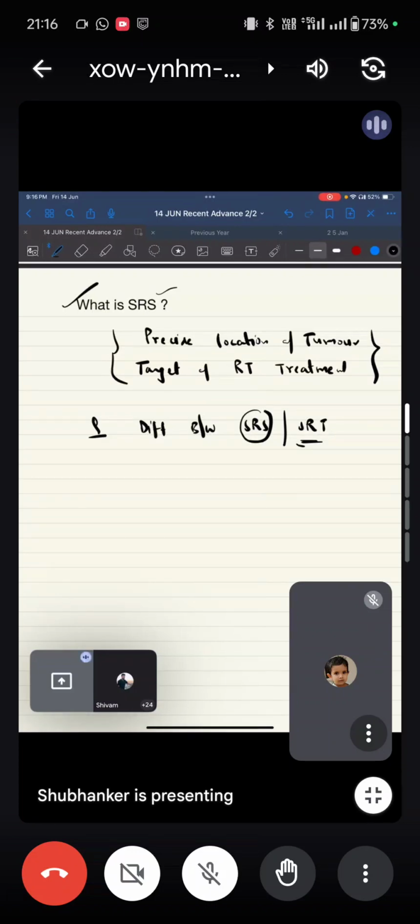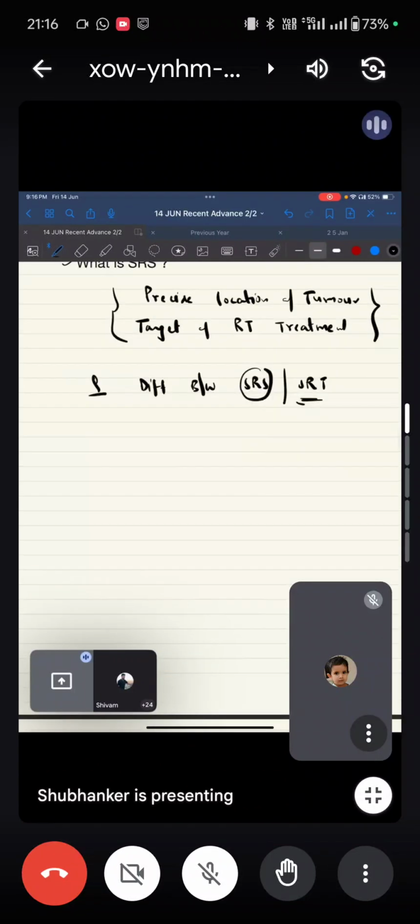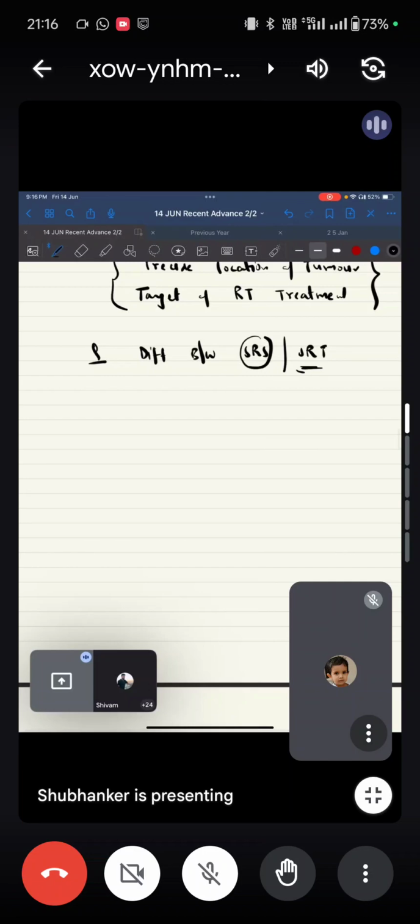So please, this is a potential question. Now in the SRS part, there are two names given in your Scott Brown that are important for you also. So there are two main differences: CyberKnife and Gamma Knife.